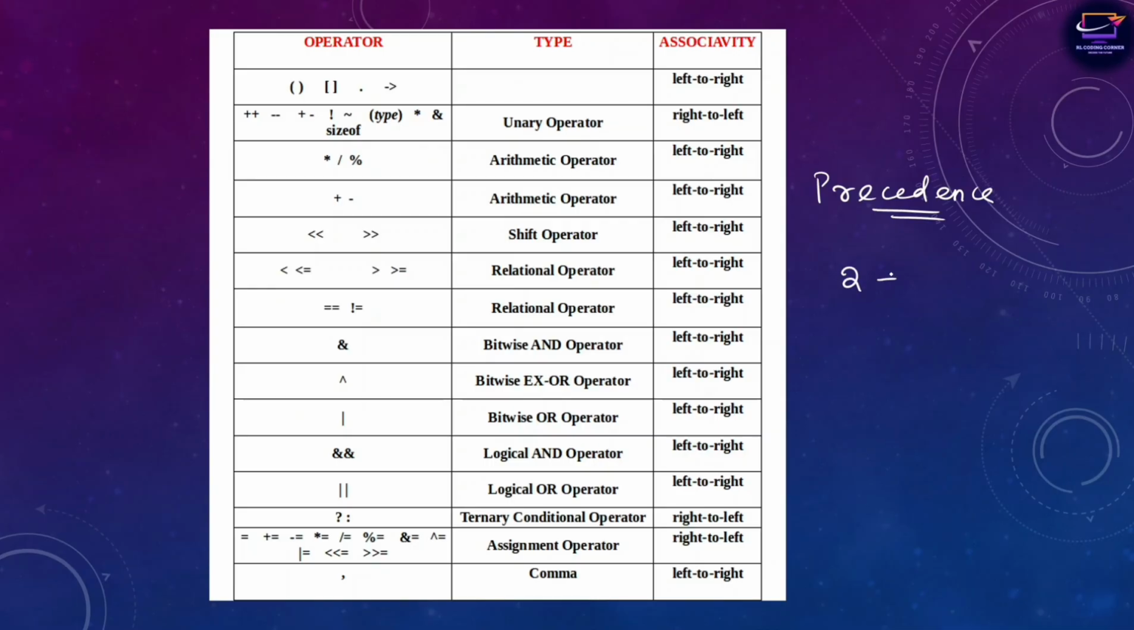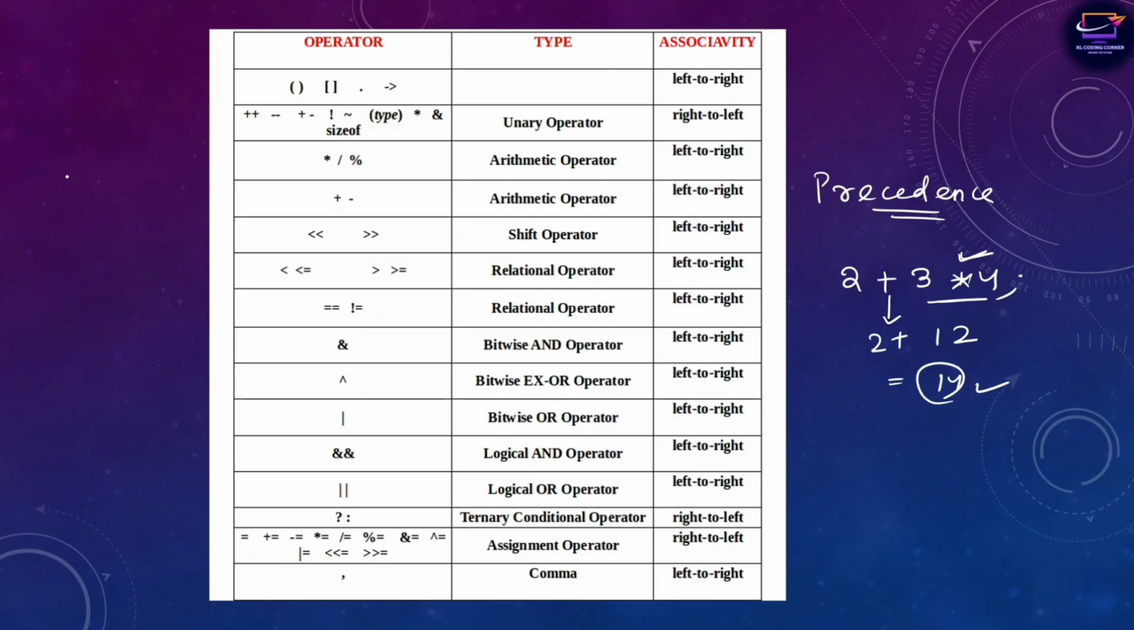Like if I write 2 plus 3 into 4. Okay? Here are two operators. Now which operator will you evaluate first? First we will evaluate the multiplication operator, that is 3 into 4, which is 12, and then second evaluate the plus operator, that is 2 plus 12. So the answer is what? 14. Okay, so that we decided based on the precedence rule, just like in maths we have the BODMAS rule to decide, right?